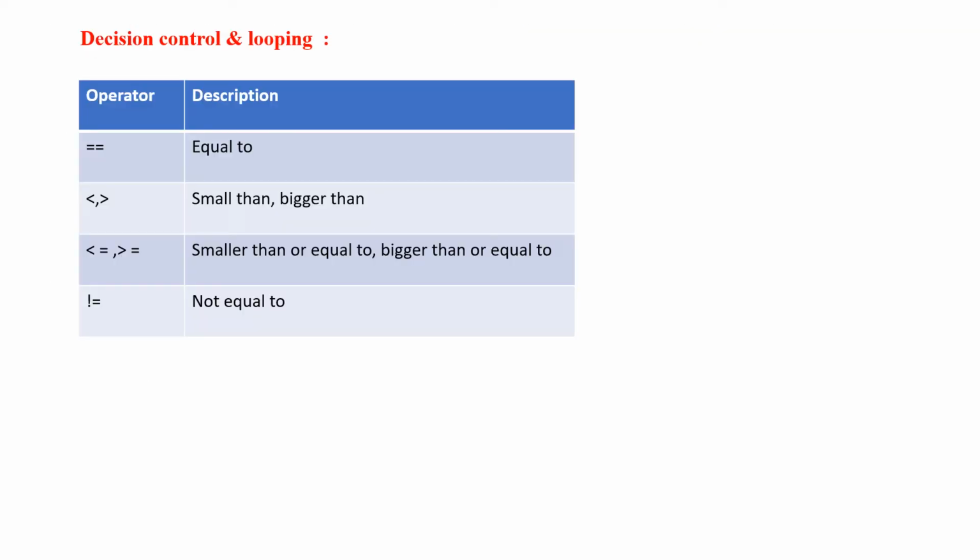Now let's see decision control and looping. For looping, the if else statement is used, and for decision control, the operators are equal to, less than, greater than, less than or equal to, greater than or equal to, and not equal to.